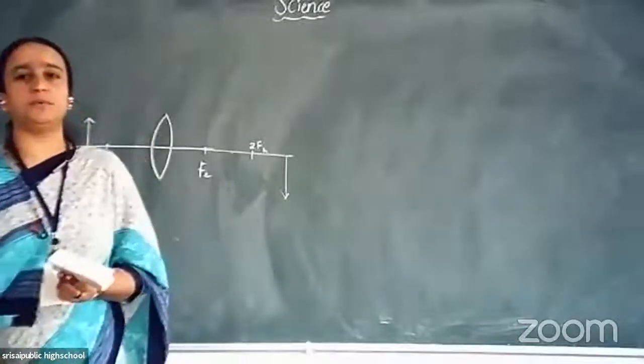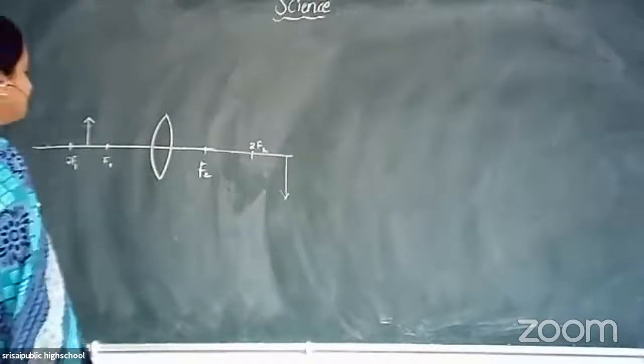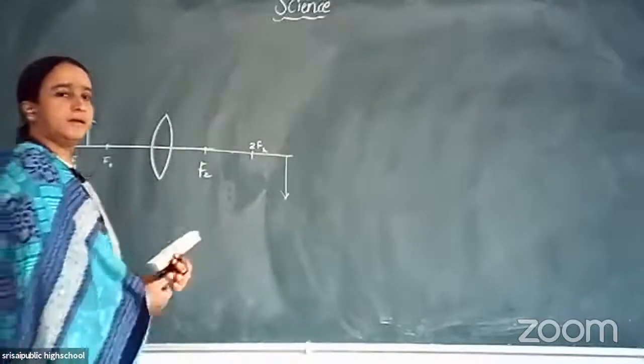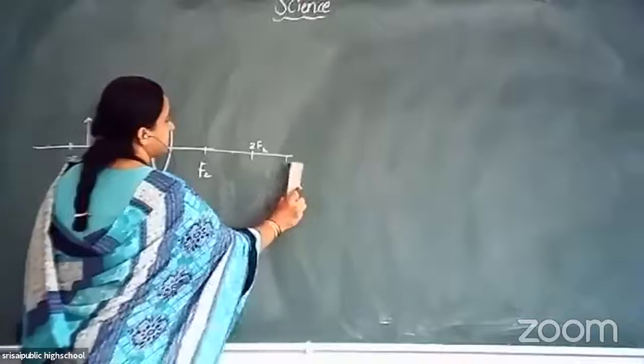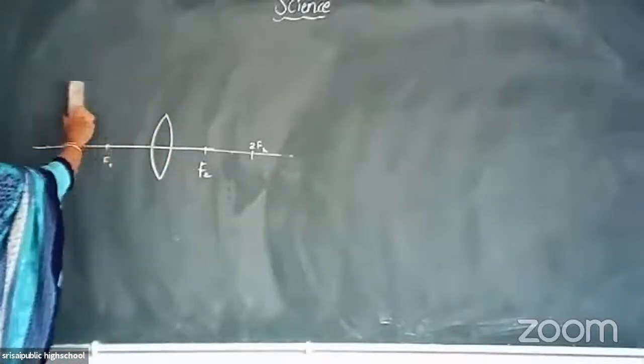What is the nature of the image here? Again it is real and inverted. In almost all the cases it is real and inverted. Only in the last case it is virtual and erect.